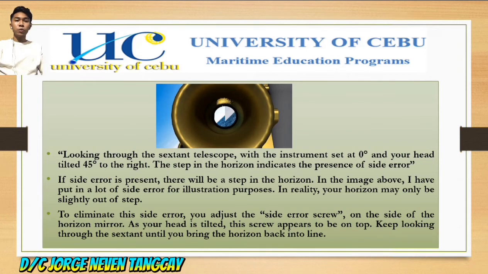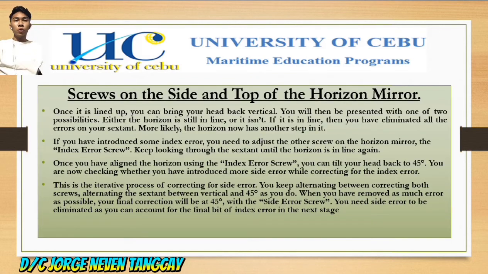The side error screw on the side of the horizon mirror is adjusted to eliminate this side error. This screw seems to be on the top when you tilt your head. Continue to use the sextant to align that horizon. You may now return your head back to its original position. You will next have one of two outcomes: either the horizon is still straight or it isn't.